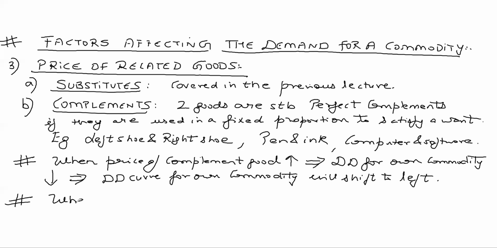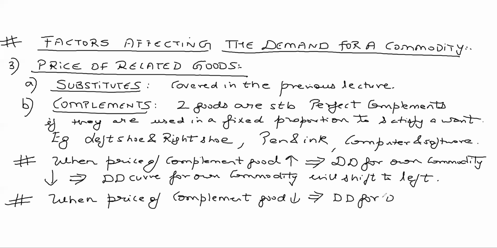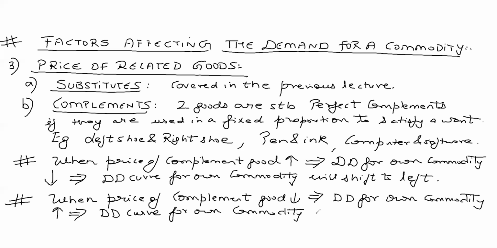Exactly the opposite will happen when the price of complement good falls: demand for the own commodity increases, which implies that the demand curve for own commodity will shift to the right. Example, when petrol becomes cheaper and price of petrol falls, demand for petrol driven cars will go up, demand curve will shift to the right.